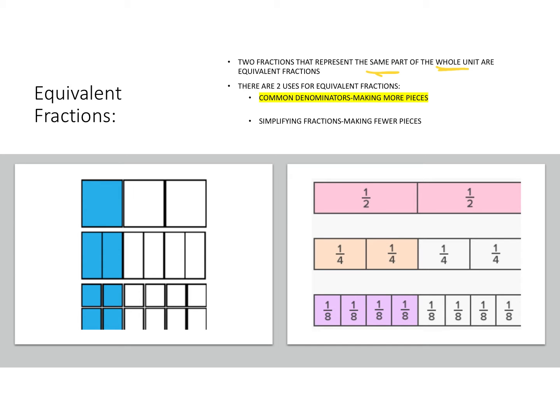There are two uses that we might have to make equivalent fractions. Well, we need common denominators. So we might need to make more pieces of that brownie, and we need to cut it apart and make it into more pieces than we had before. Or we may need to simplify the fractions, break them down into a smaller equivalent fraction.